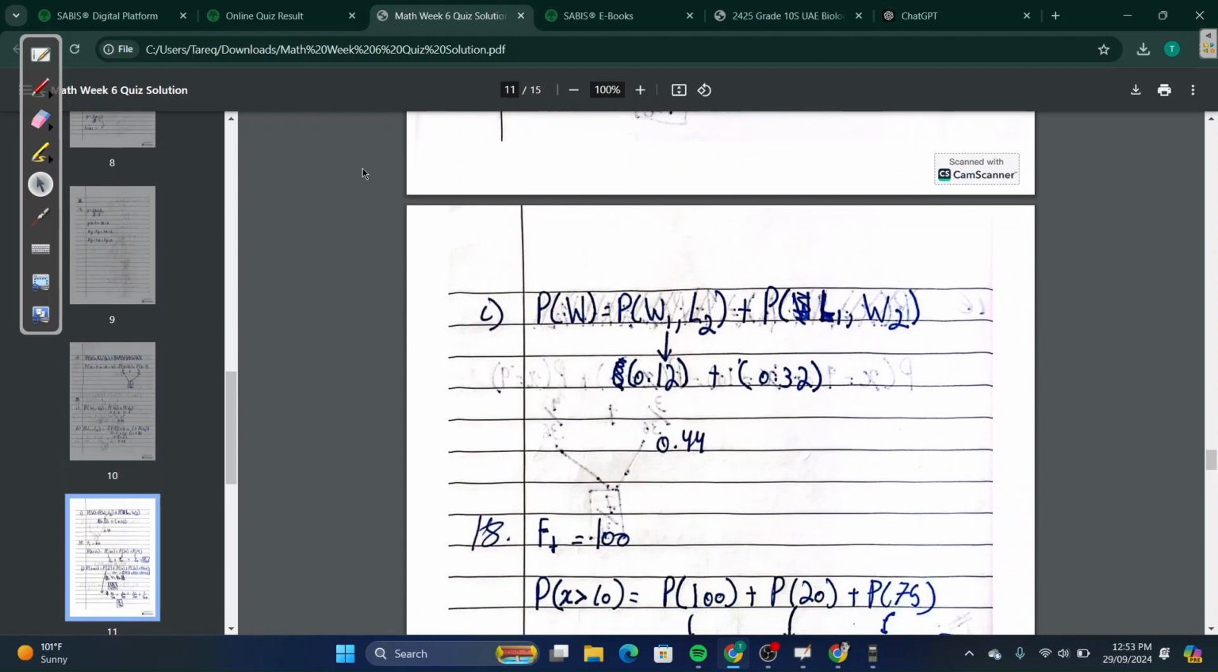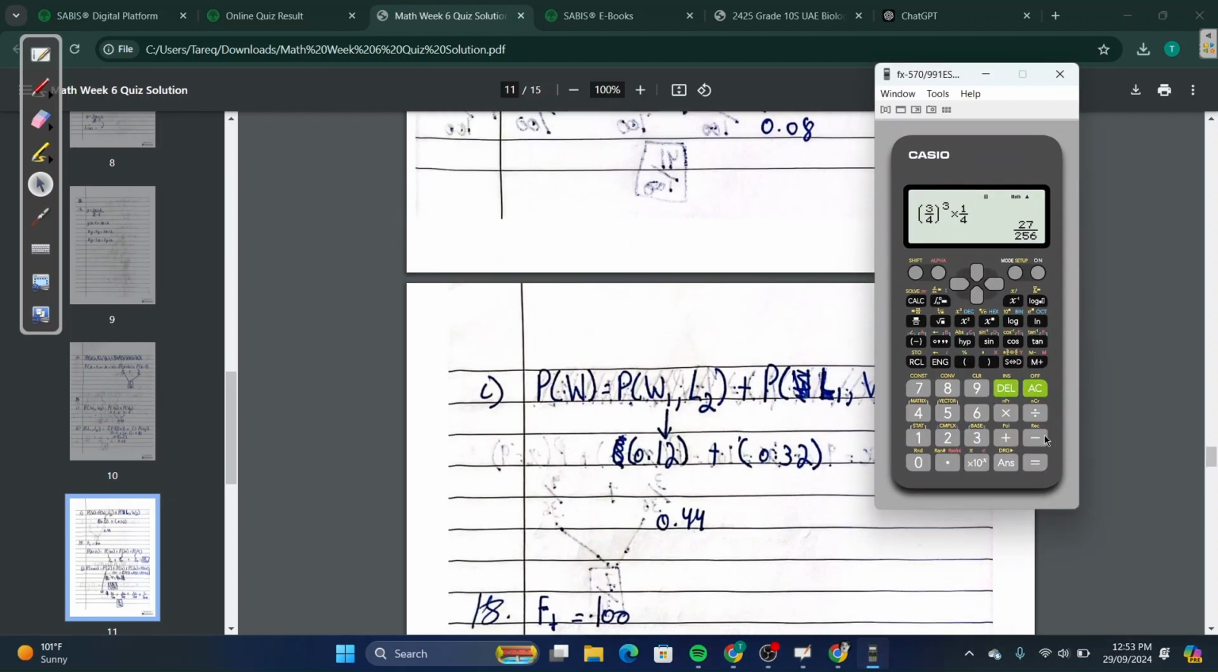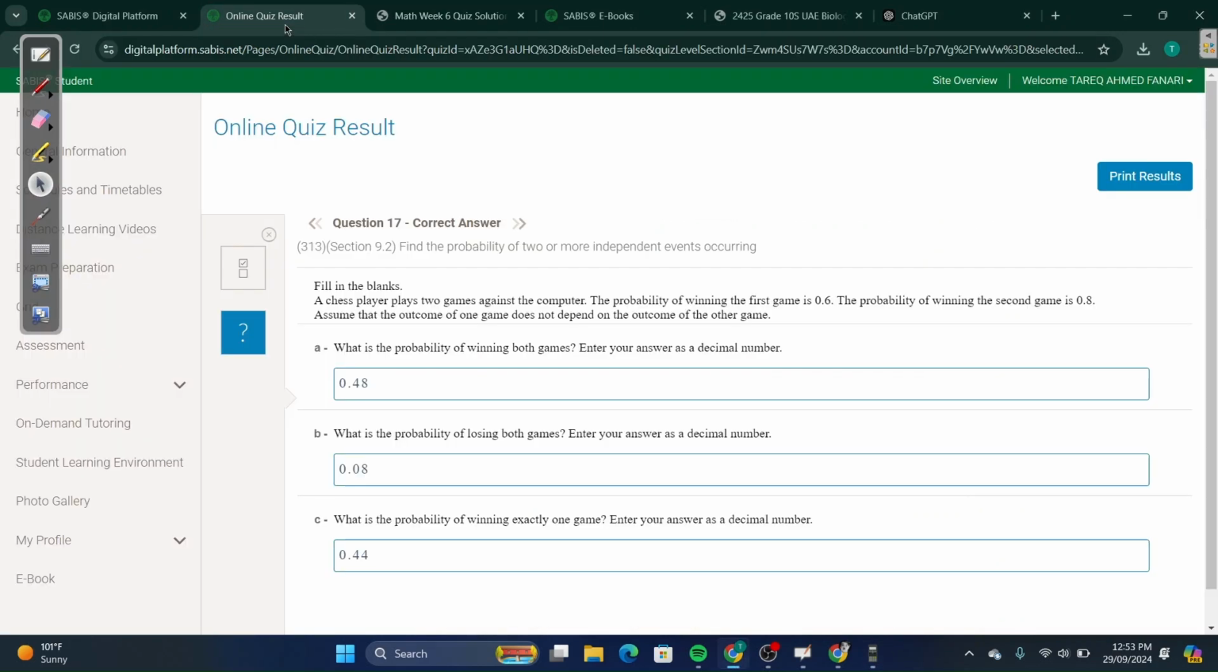But the probability of winning the first one is 0.8 and losing the second one is 0. No, the probability of winning the first one is 0.6 times 0.2 because you lost the second one. So it's going to be 0.12, plus the probability of losing the first one, which would be 0.4, multiplied by winning the second one, which is 0.8, which is 0.32. So you add these two together, you're going to get 0.44.